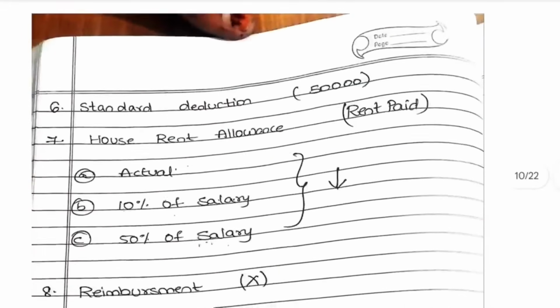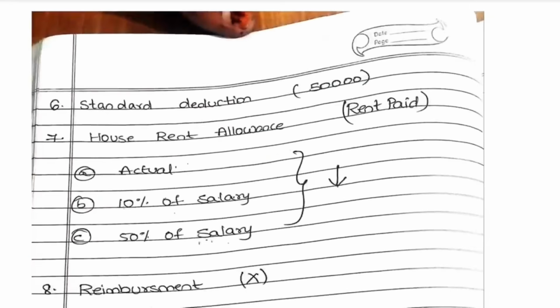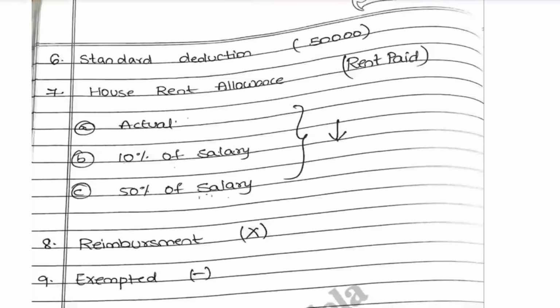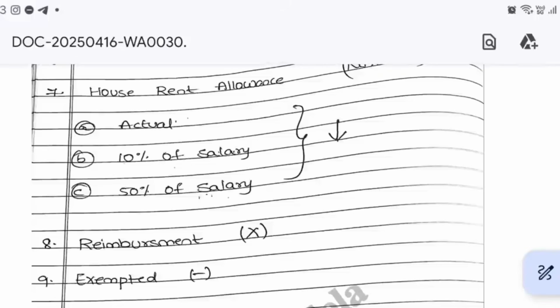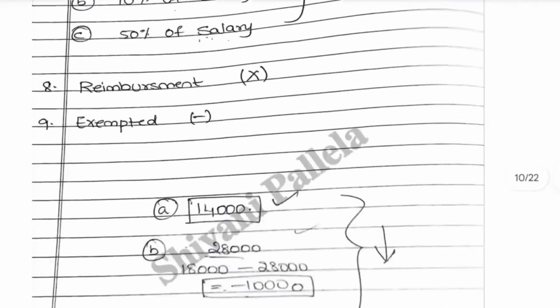Next, standard deduction is always 50,000. House rent allowance: when they are paying house rent at Bangalore or Chennai, that time we need to calculate the house rent allowance also. How you will calculate? Actual house rent allowance, 10% of the salary, 50% of the salary. Chennai is a metro city, so that's why we can take it as 50%. If it is not a metro city, 40% we will take. Reimbursement we should not consider. Exempted means we should minus.